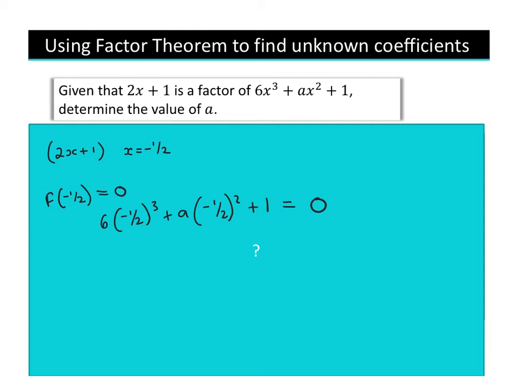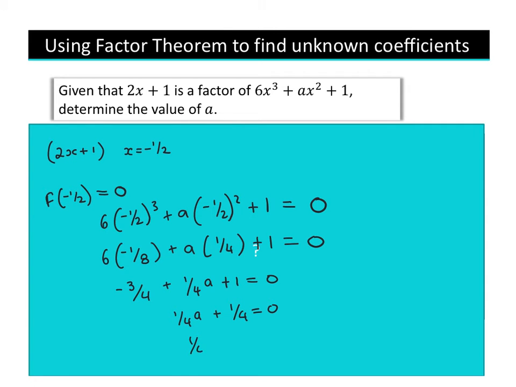Minus a half cubed is minus 1 over 8. 6, so that's 6 lots of minus 1 over 8. Plus a lots of a quarter plus 1 equals 0. 6 lots of minus 1 over 8 is negative 3 over 4 plus a quarter a plus 1 equals 0. So we're going to have a quarter a plus a quarter equals 0. So a quarter a equals negative a quarter. So a equals negative 1.